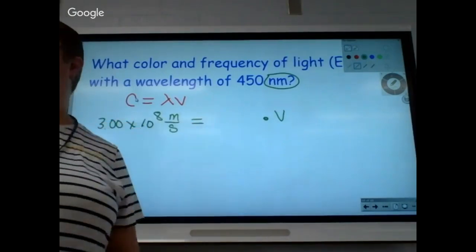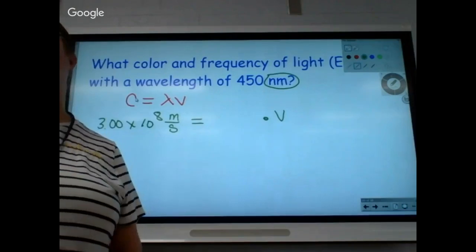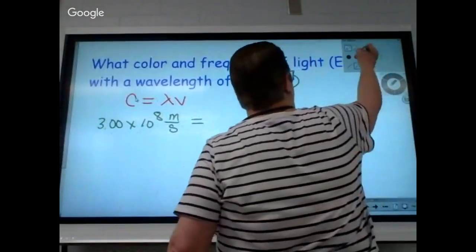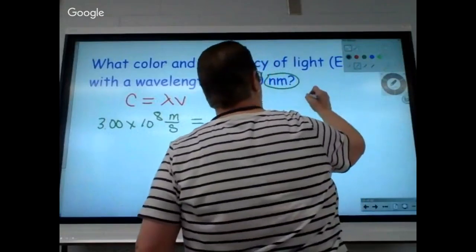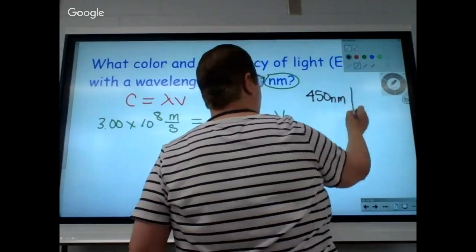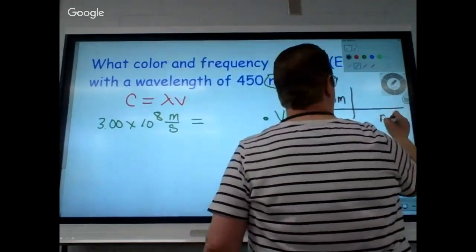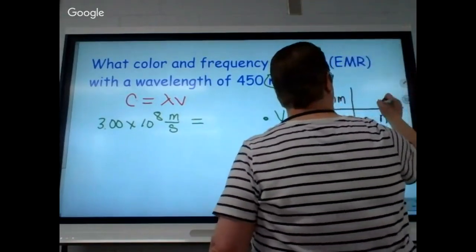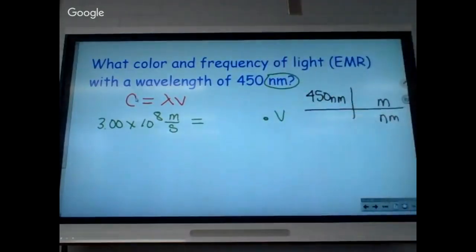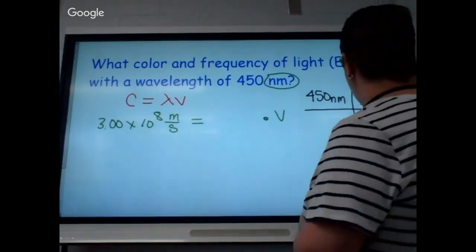Do we have a chart to do? Yes, we do. We are not balancing. So we're going to take 450 nanometers, and we're going to go nanometers to meters. The problem is, y'all don't know how to change nanometers to meters. Will we ever have to change from meters to nanometers? Nope.